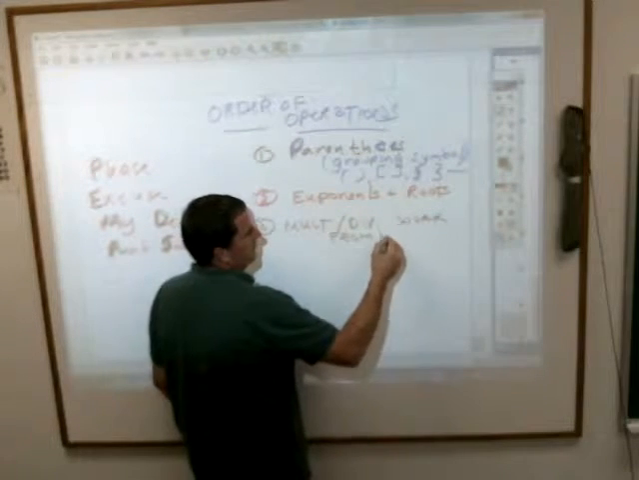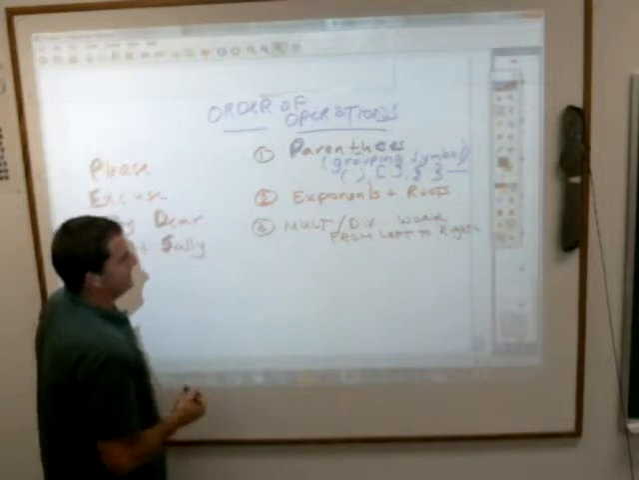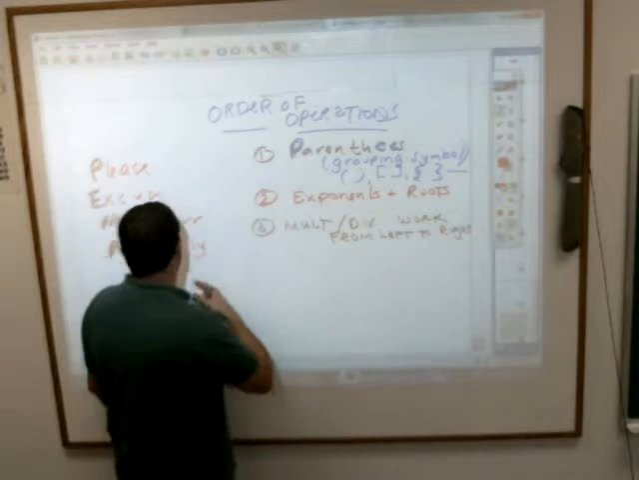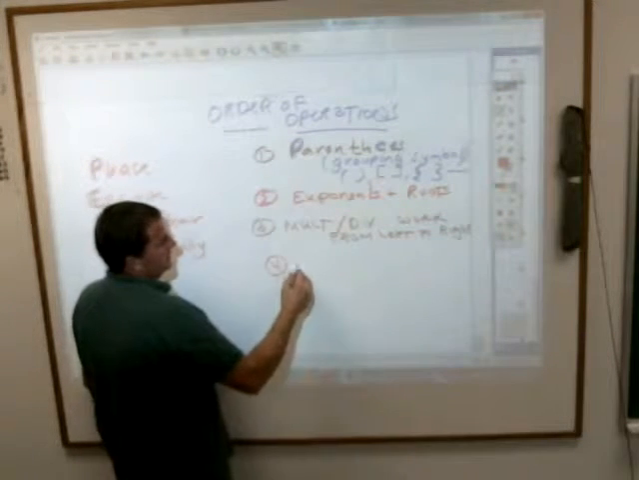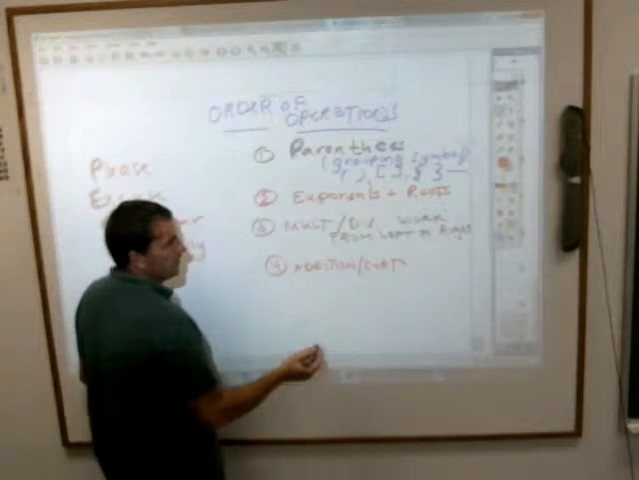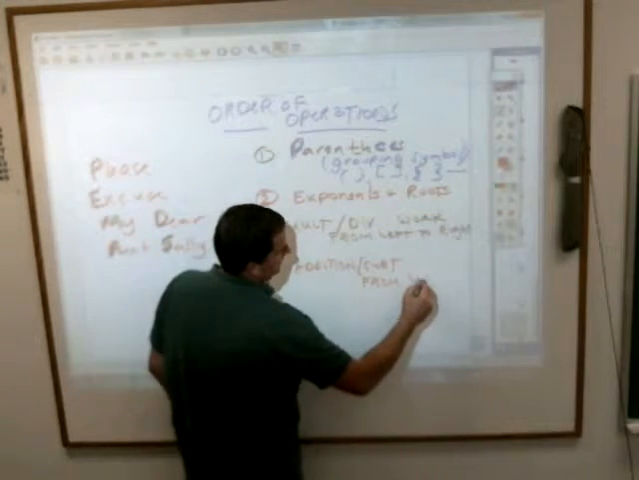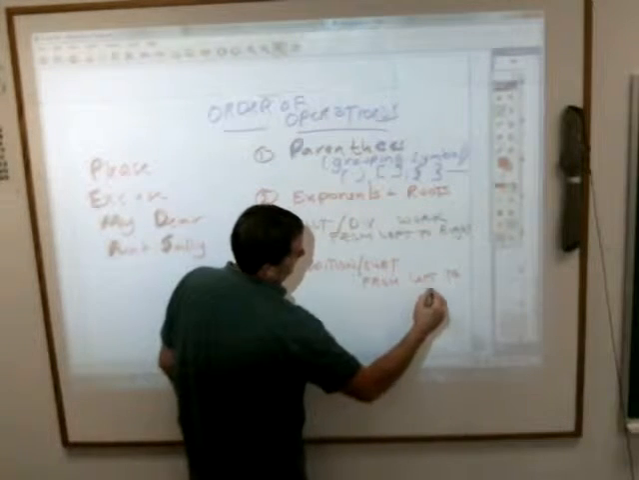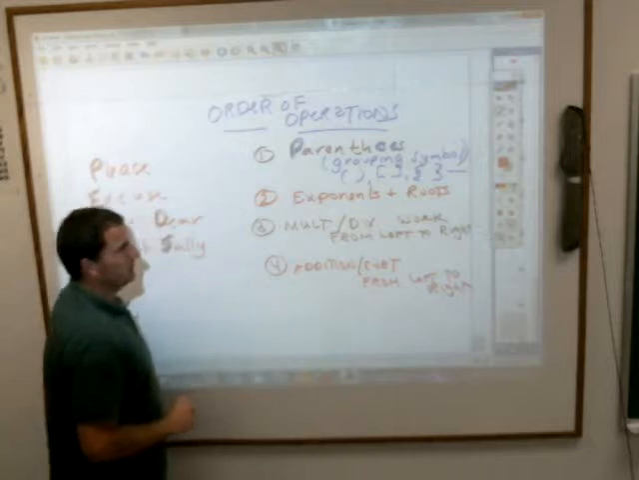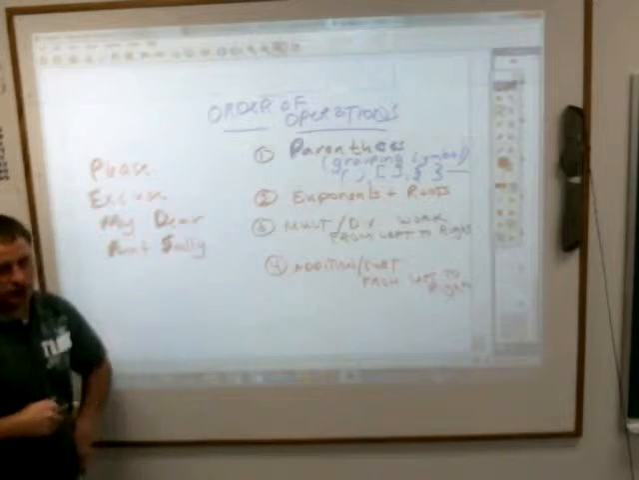And we'll talk about this a little later. You have to work from left to right. And the same thing is true for the last two. Aunt Sally stands for addition and subtraction. And those also get worked on from left to right. They fall on the same level. But the last thing you'll do is add and subtract things together. You need to get those in your head: Please Excuse My Dear Aunt Sally. Give you a chance to do that, and then we'll actually look at a problem here.